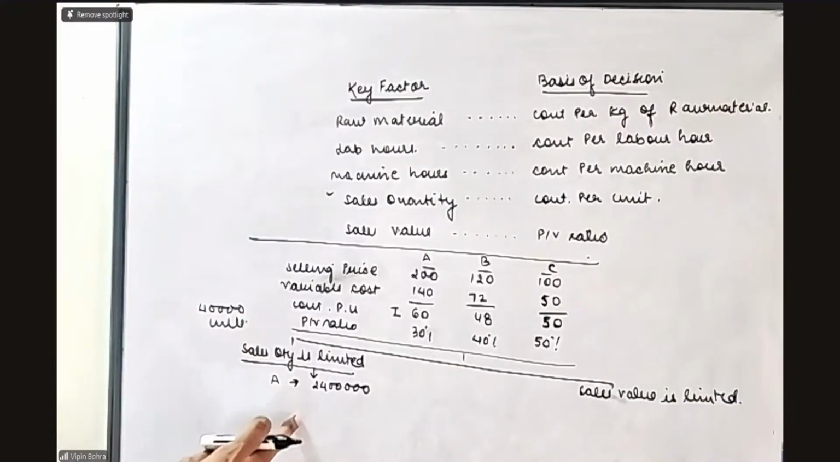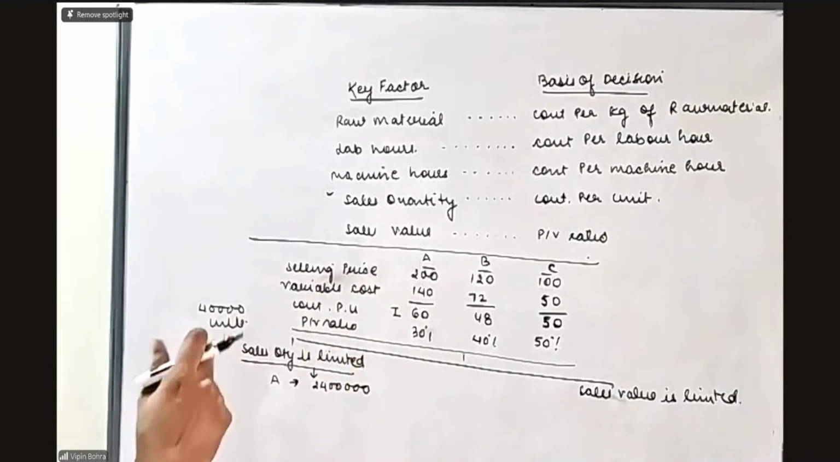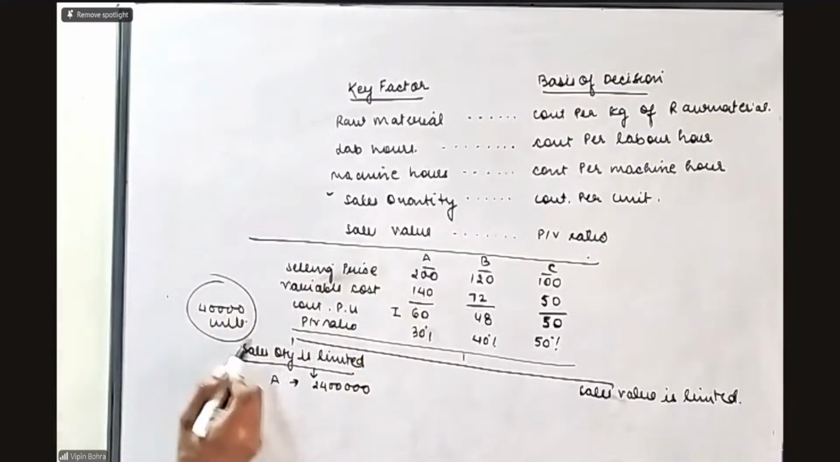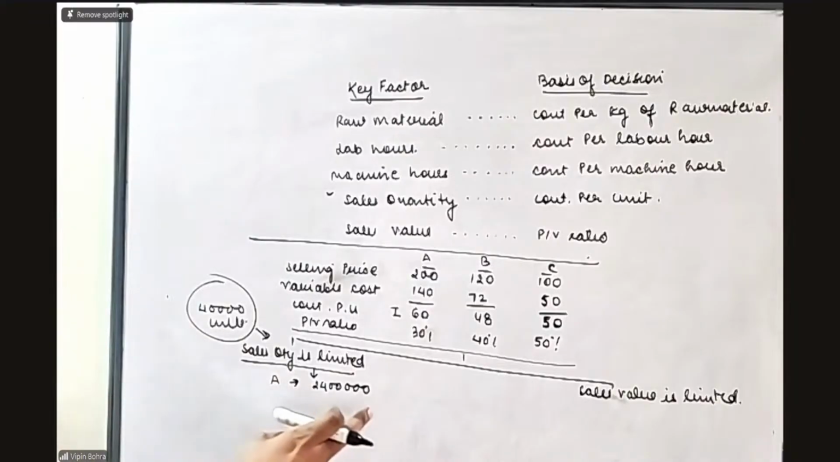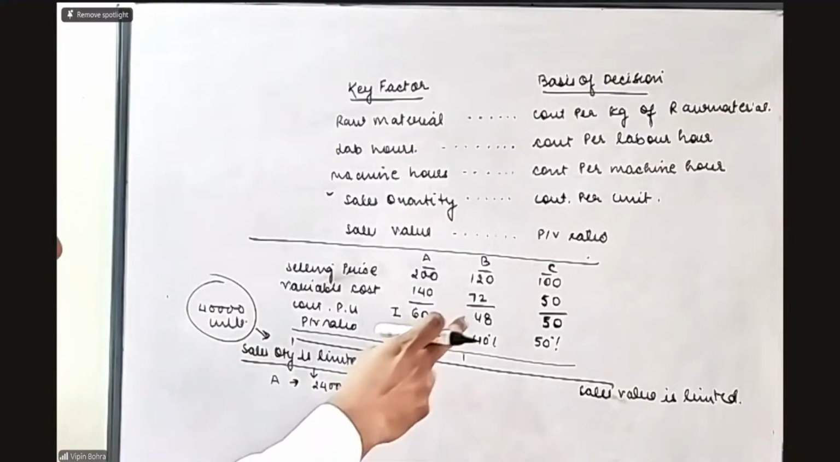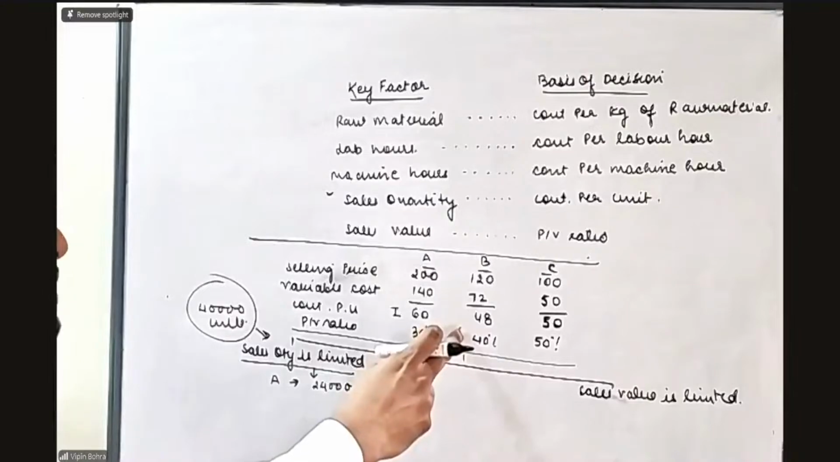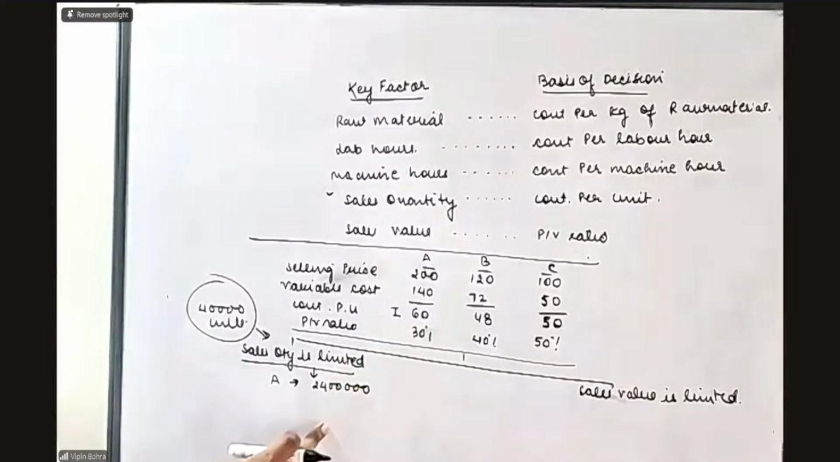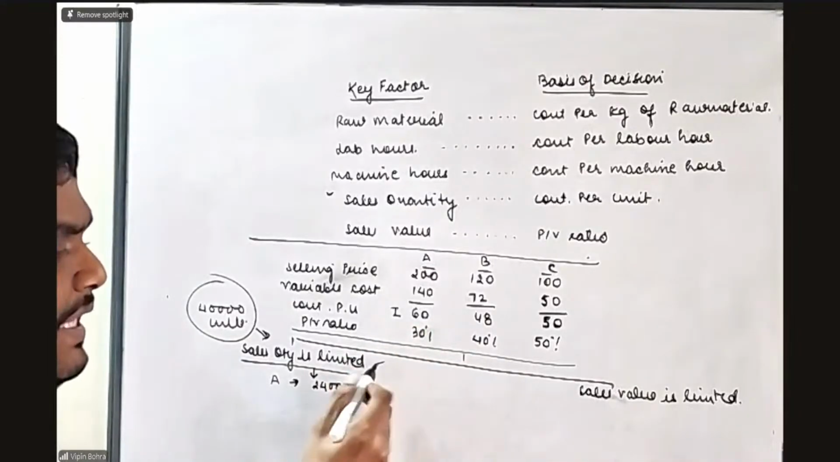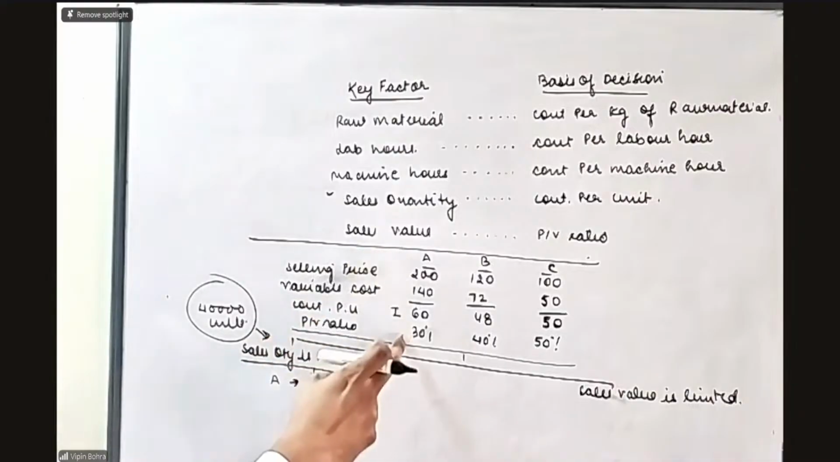We will be getting the highest profit only in case of A because the sales quantity is limited. In A, we are getting 24 lakh. In B, we are getting 19 lakh 20,000. And in C, we are getting 20 lakh. So highest contribution we are getting in A only. So that's why we will manufacture A.